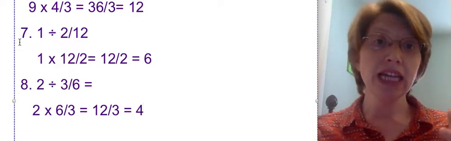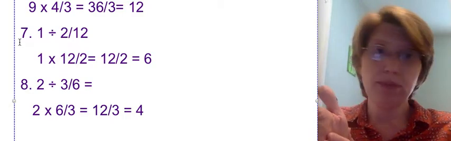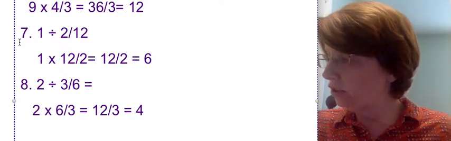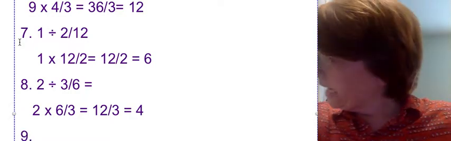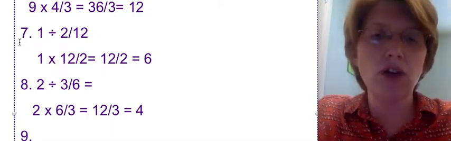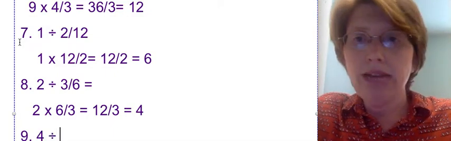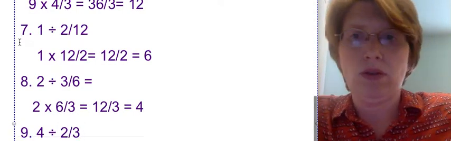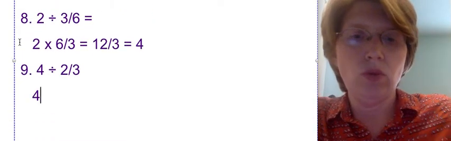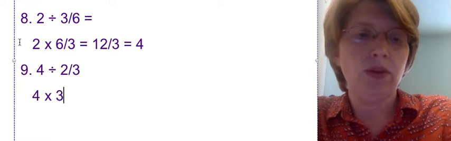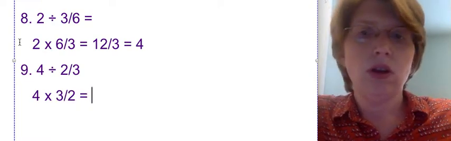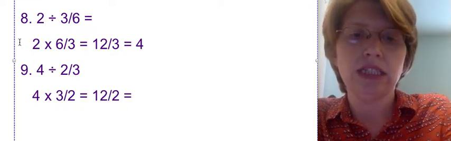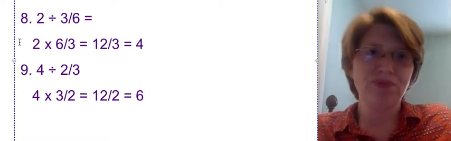Are you getting the flipping? So you keep the left hand. You don't flip the left. You flip the right fraction, okay? And you change the sign to a multiplication sign. One more, and then I'm going to let you do those last 3 on the front by yourself. 4 divided by 2/3. Rewrite it. 4 times flip, 3 over 2. Multiply straight across, 12 over 2. Fix it. 6. Got it?